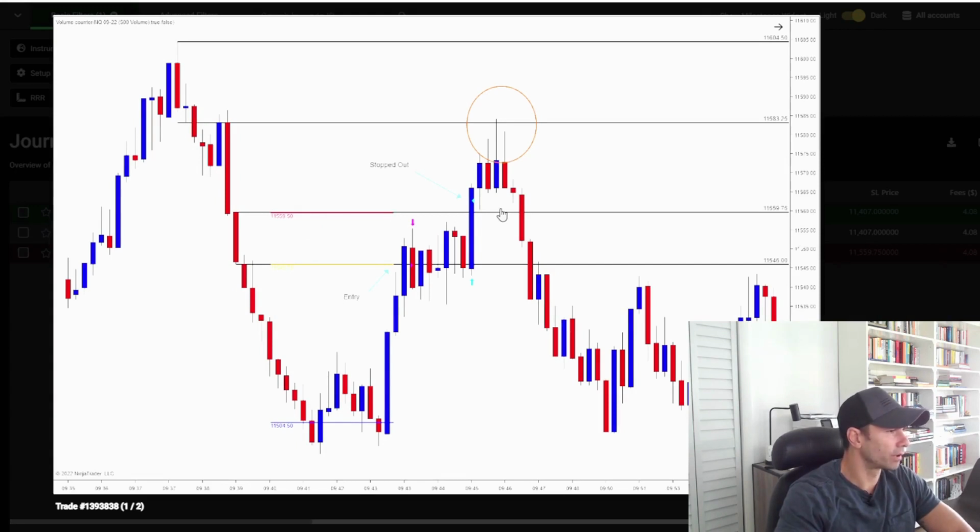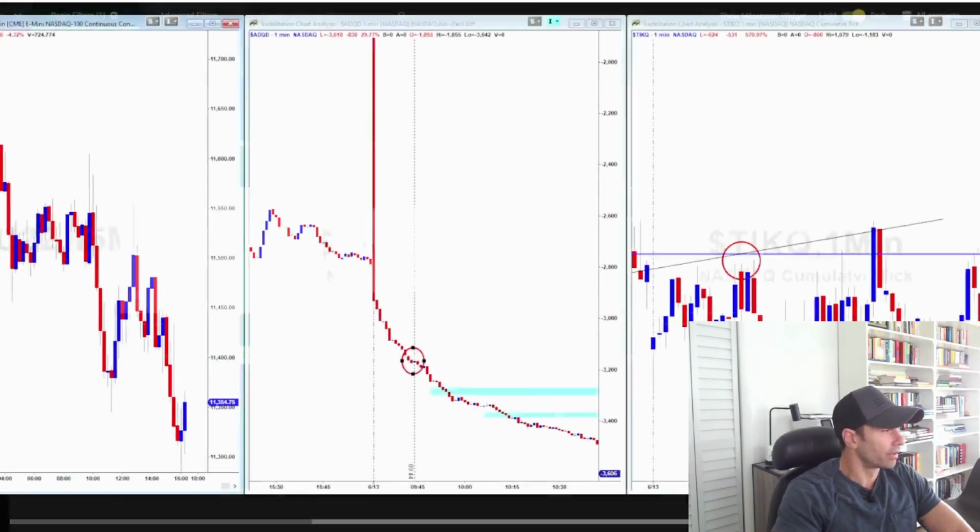Also, this is one of the reasons why my loser is larger than my winner: the slippage. Here, you see where my stop was, they filled me out right here. It was like a couple of points. When there's such volatility like today, you can have slippage, right? All right, so let's go to the second trade.